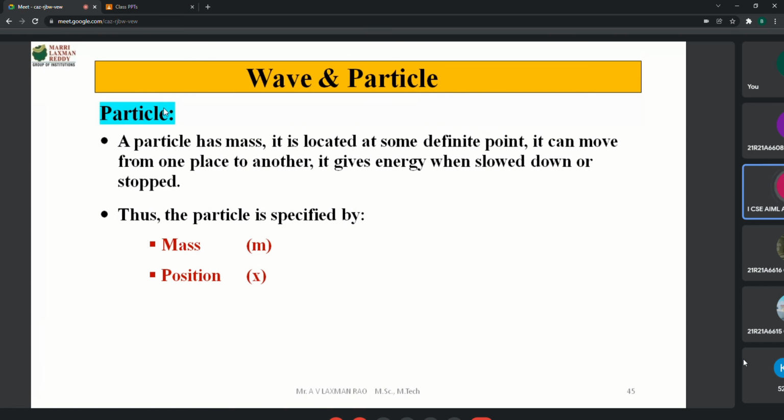When a particle is stationary, it is just a particle only. All properties of a particle we can see for a stationary particle. A particle will have mass, a particle will have position. Properties of a particle: a particle will have velocity, a particle will have momentum. Okay, all these are the properties of a particle. Okay, now a particle will have energy. These are all the properties of a particle.